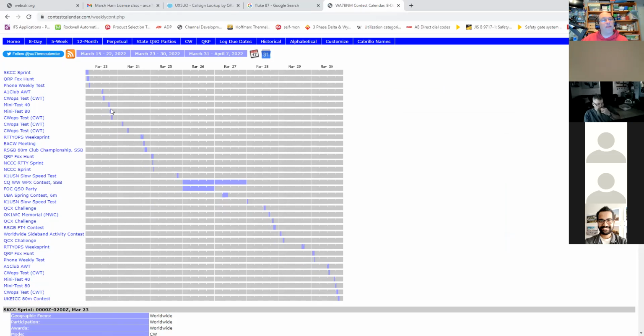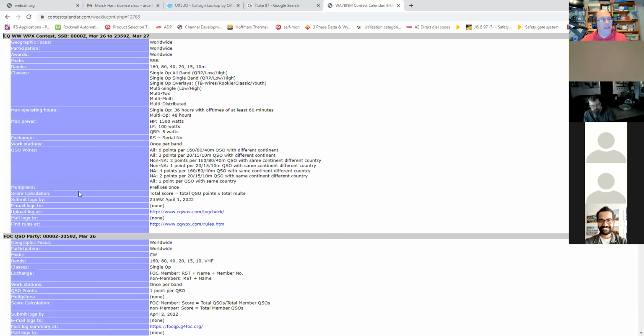So some of them, notice, are as short as an hour or two. This big one in the middle, that's 48 hours long. That's a worldwide 48-hour long contest. And you can see that here are the rules. Those are the frequency bands that it's on, 160 through 10 meters, worldwide, single sideband.